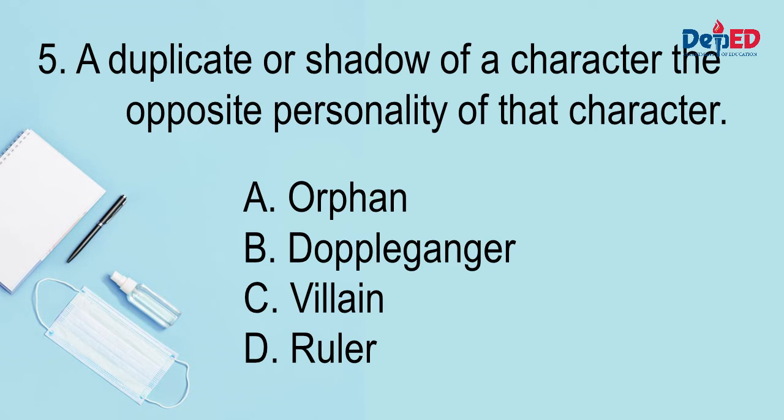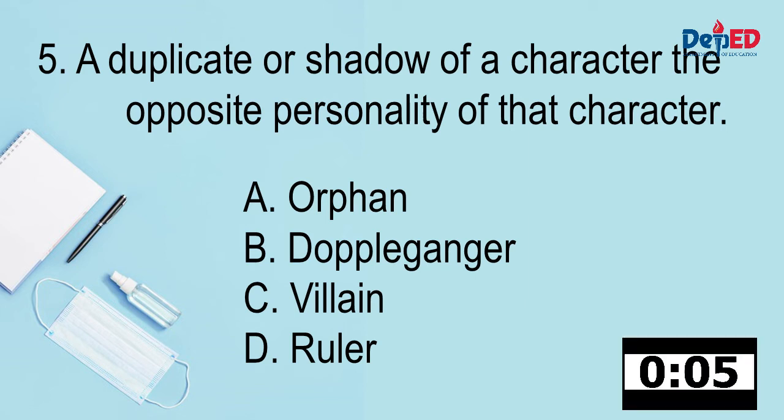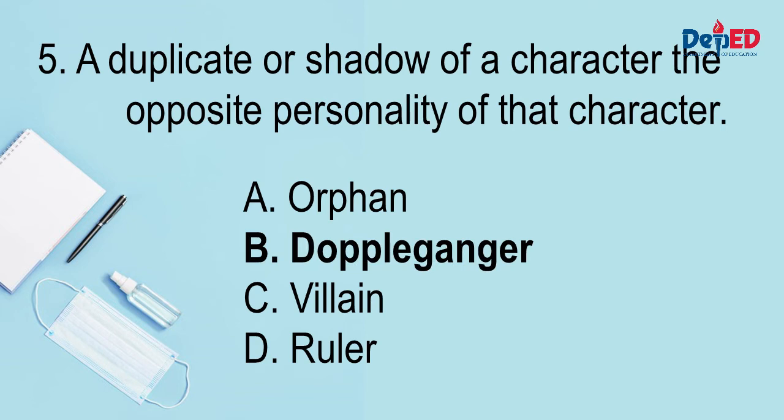Last number. A duplicate or shadow of a character, the opposite personality of that character. A. Orphan. B. Doppelganger. C. Villain. D. Ruler. 5 seconds. Answer? Letter B. Doppelganger.